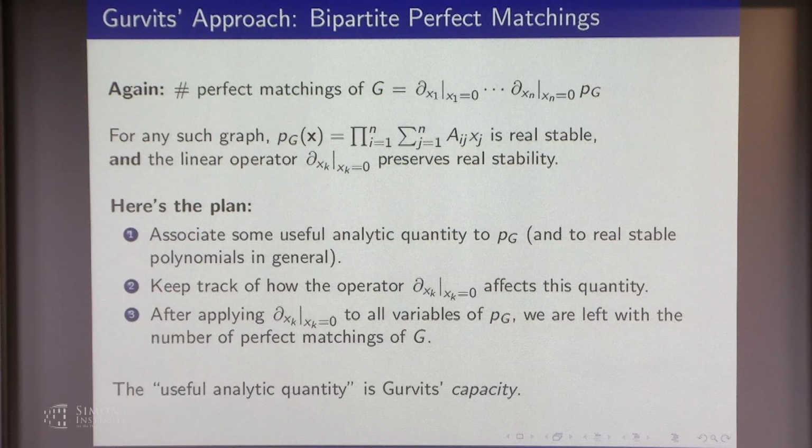And it turns out that this useful analytic quantity that we're going to analyze and discuss is this notion due to Gurvits called capacity, which we already saw earlier today. So this is the setup. This is the idea of how we're going to go about this.